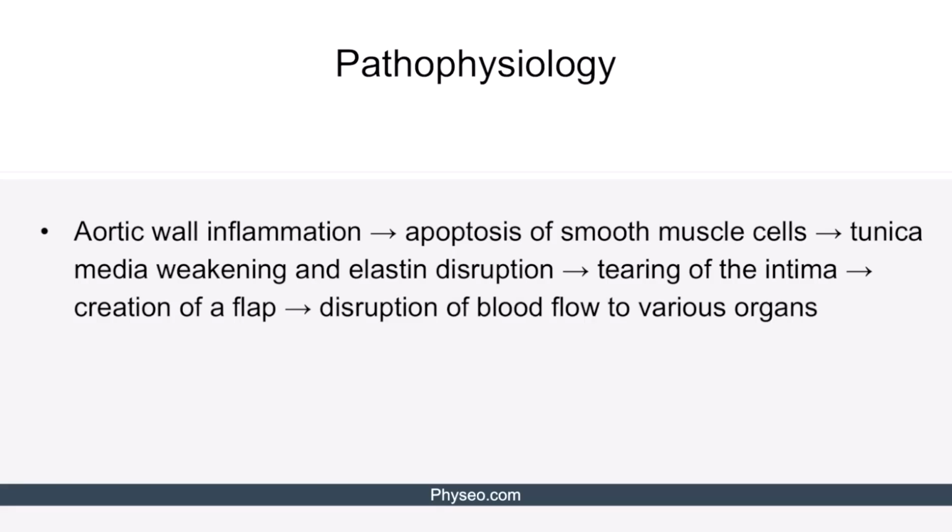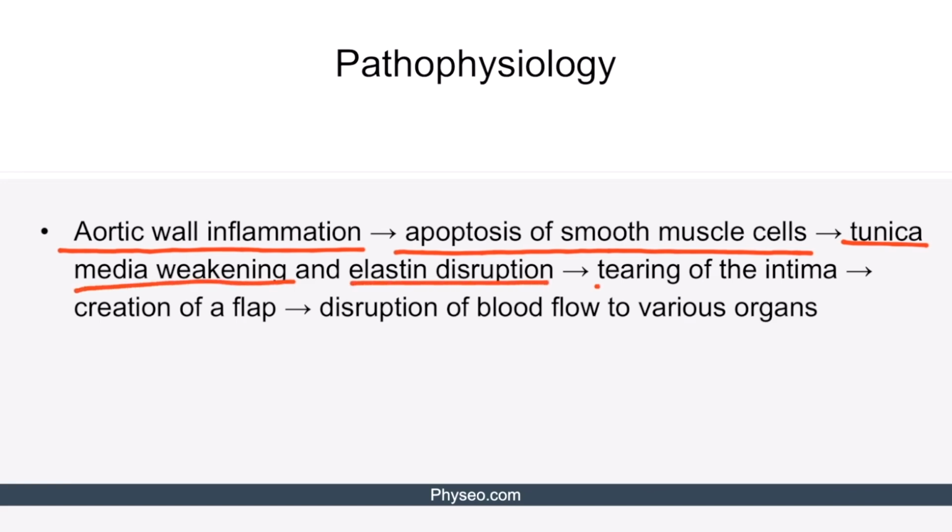Let's move on to the pathophysiology. The inciting elements that lead to an aortic dissection are aortic wall inflammation, which leads to apoptosis of the smooth muscle cells. This causes weakening of the media and elastin disruption, which cause the intima to tear. The intima tears because it is no longer supported by a strong tunica media.